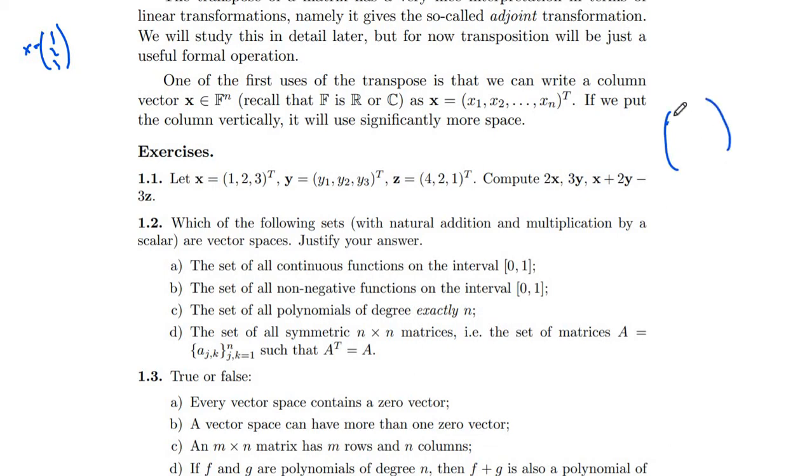The first entry would be x is just 1, twice y is twice y1, minus 3z. So minus 3 times 4 is equal to minus 12. So these two, just fill them up.